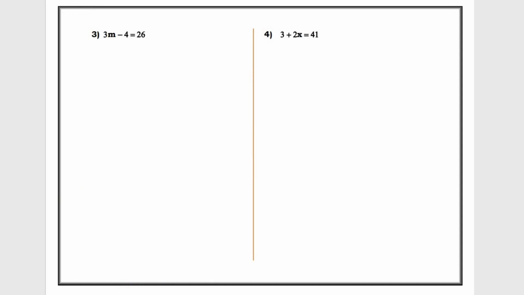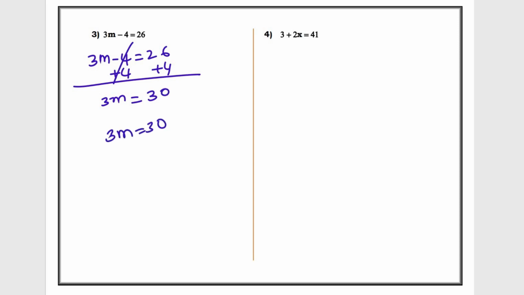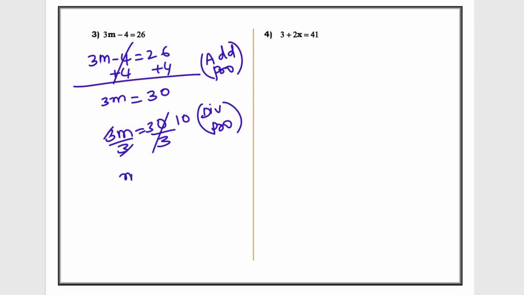Question number 3. 3m minus 4 is equal to 26. 3m minus 4 is equal to 26. Add 4 on both sides, which is the addition property. Both cancel out. 3m is equal to 26 plus 4 is 30. So 3m is equal to 30. We have to divide by 3 on either side. So 3 and 3 cancel out. So what I have used here is the addition property and the division property. So using both properties, I got the answer. So m is equal to 10.